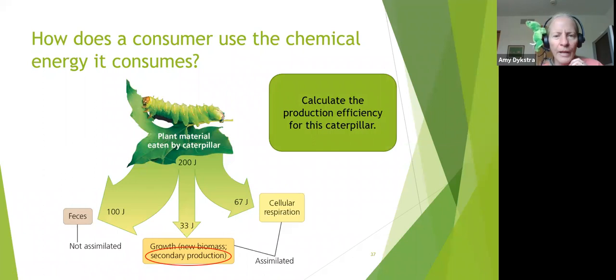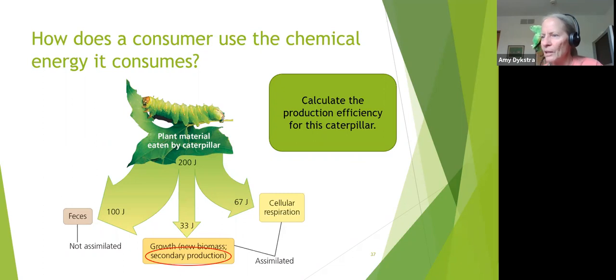So can you calculate the production efficiency for this caterpillar? It's eating 200 joules worth of material, and it is only producing 33 joules. So what would be the production efficiency? Well, you would take 33 divided by 200, and you get about, I think that's about 15% efficiency.